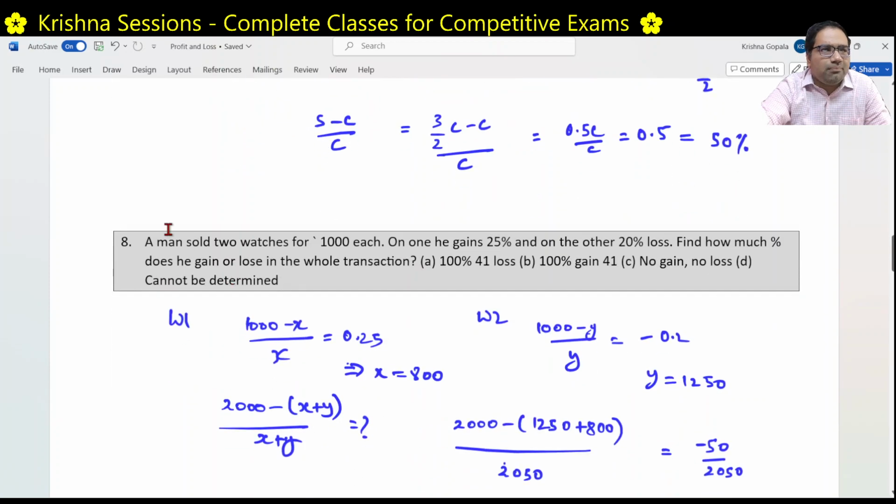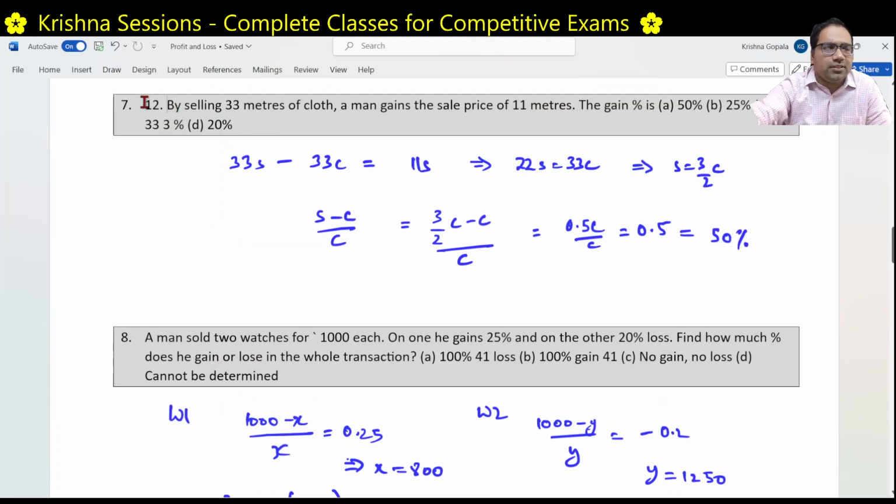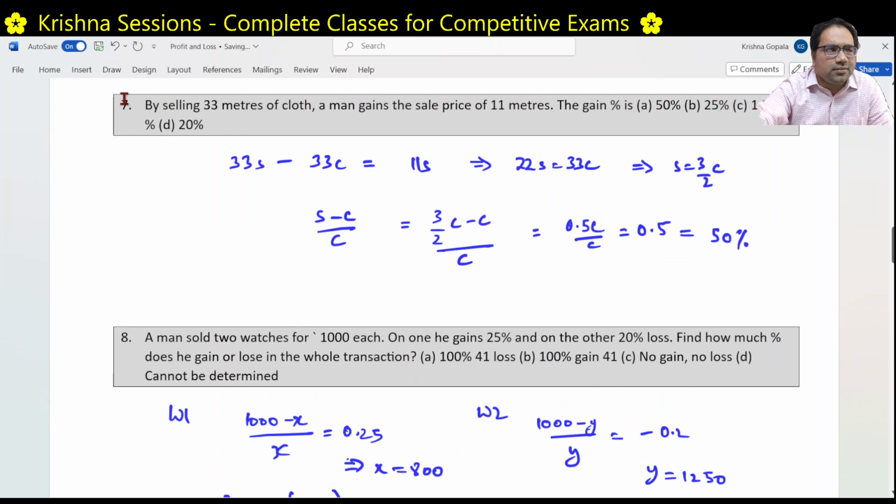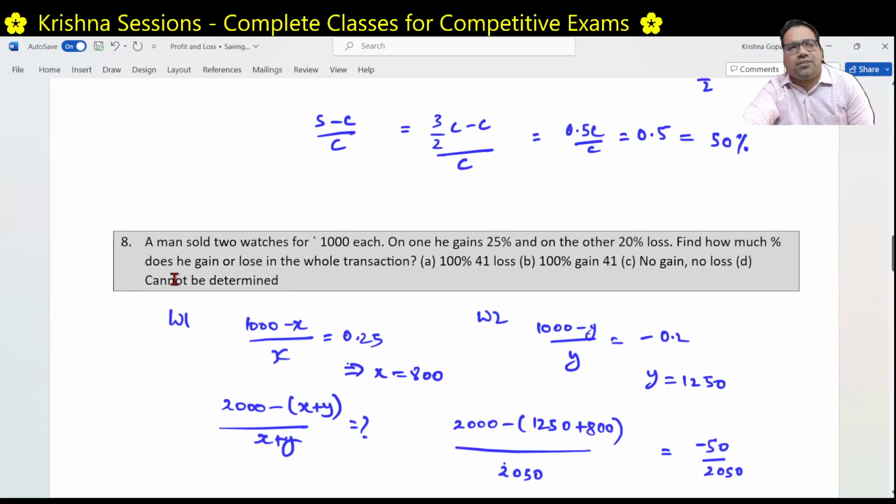Right. 50%. So you understood this. A man sold 2 watches for 1,000 each. On one, he gains 25%. On the other, he loses 20%. Find how much does he gain or lose in the whole transaction.